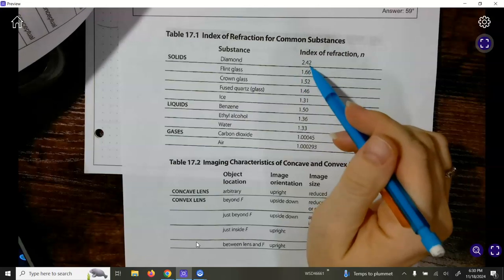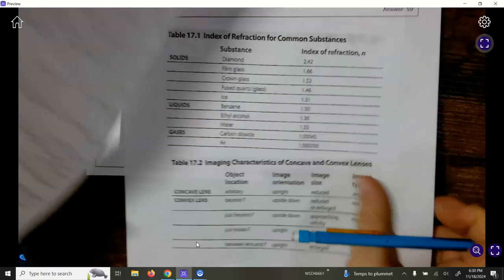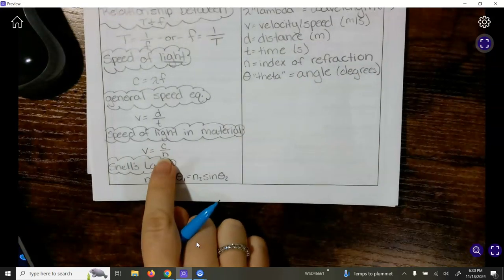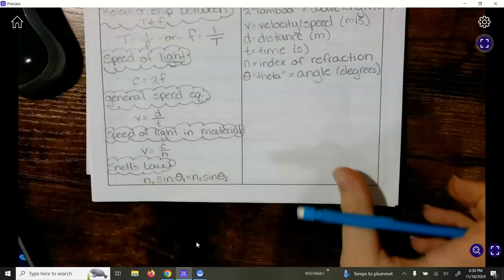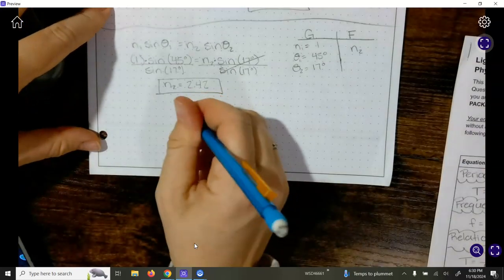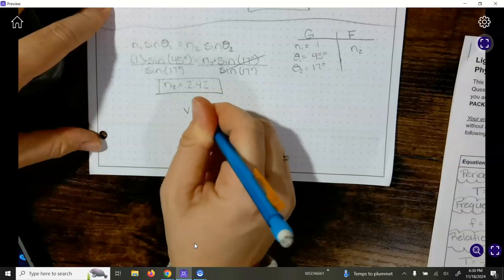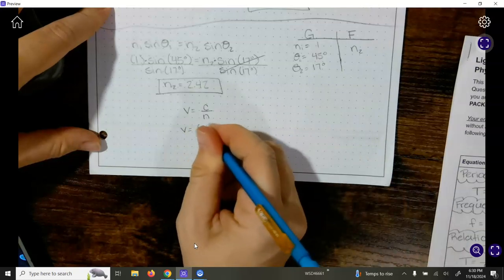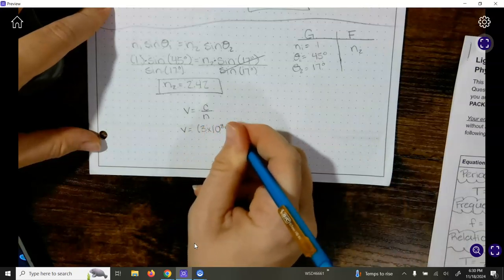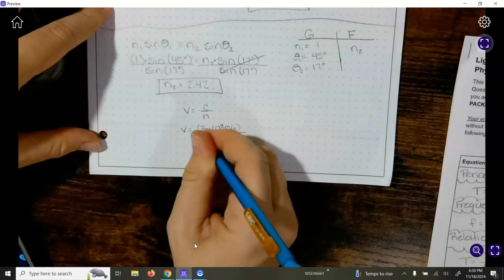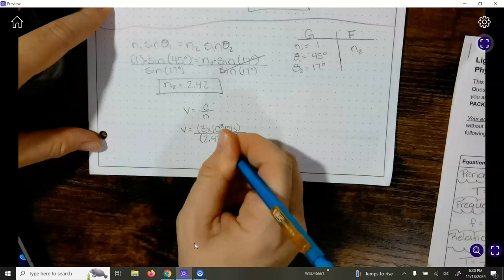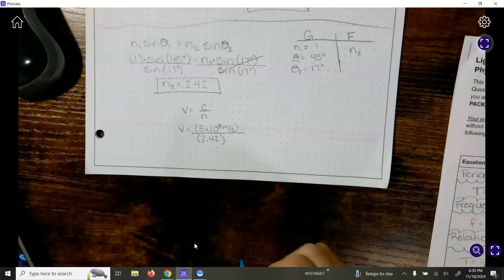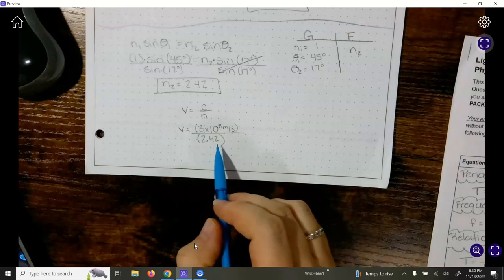So 2.42, which is the index of refraction we just calculated for Mystery A, we want to know how fast light travels in that mystery material, which is actually a diamond. So here we go. We're going to put this equation down here now. V equals C over N. Well, I know V is what I'm looking for. C is 3 times 10 to the 8th meters per second, so I'm going to plug that in. N is 2.42. I just solved that. And there's no unit behind that one, okay?